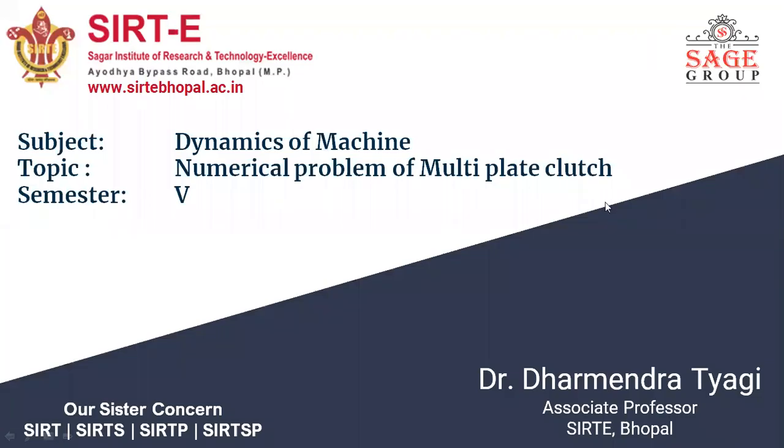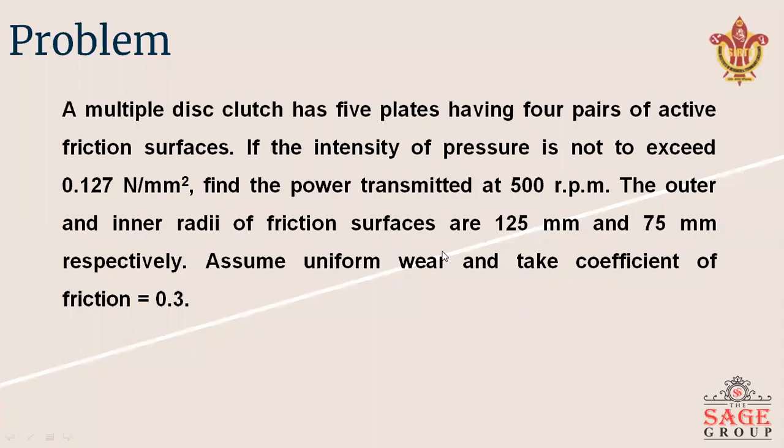Hello dear students. Today we are going to discuss the numerical problem of multiplate clutch. This is a simple numerical problem related to the multiplate clutch. Here you can see that the multiplate clutch has 5 plates having 4 pairs of active friction surfaces.